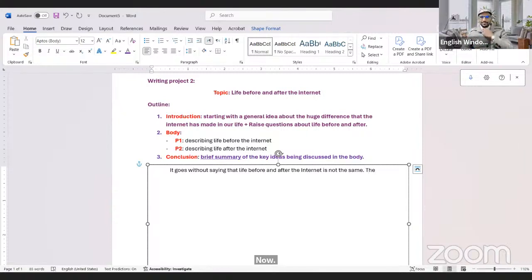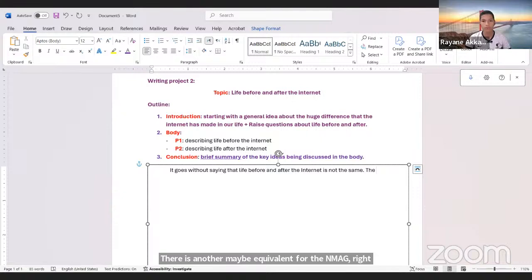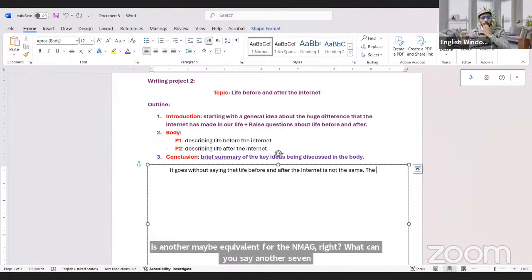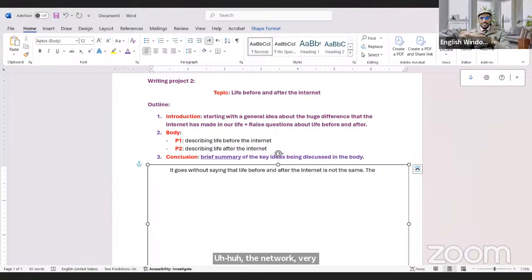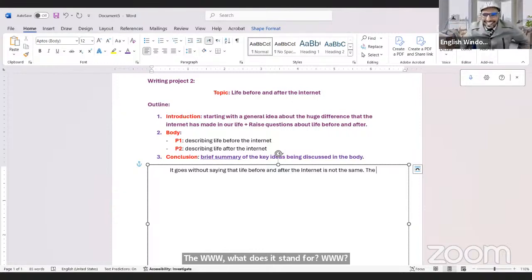Now, instead of saying the internet, we can say something else. There is maybe another equivalent for the internet. What can you say? The net, network. Very good. Or the www. What does it stand for? World Wide Web, right? Okay, very nice. Let's say the World Wide Web, and put www here between parentheses.